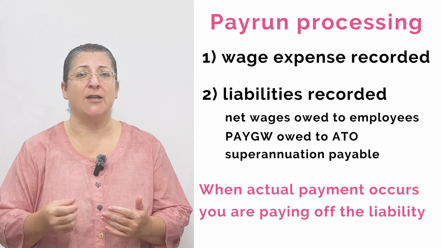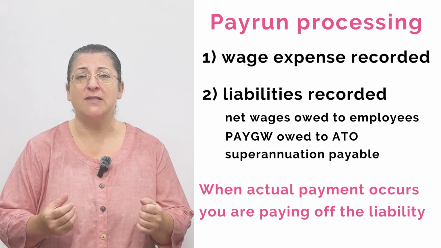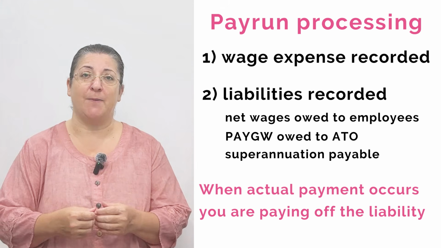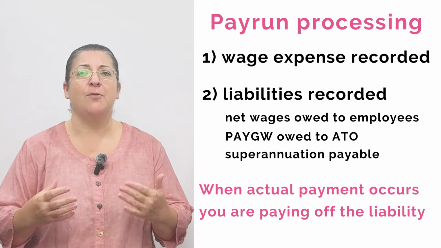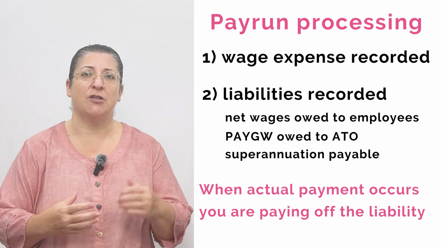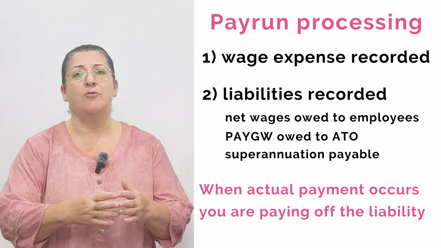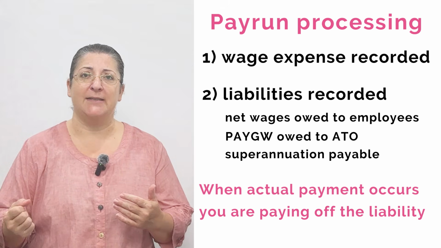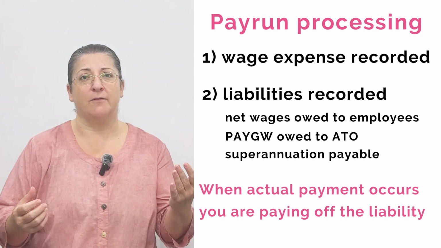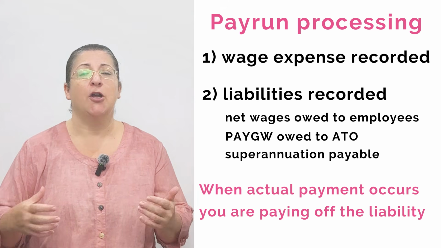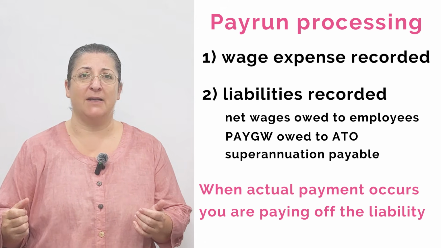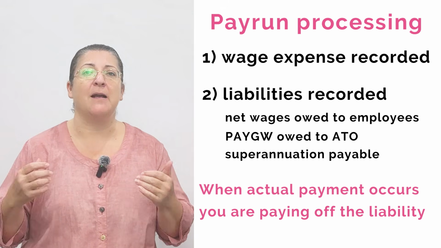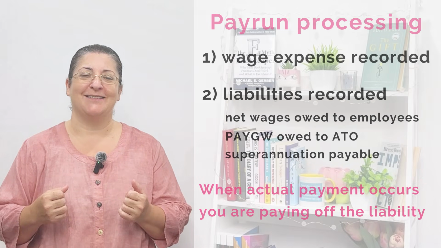That's how duplicate wage lines appear in the profit and loss, and liabilities remain recorded in the balance sheet despite payment. So if you remember nothing else from this section, remember this. When you run the pay run, you create the expense and the liability. When you make the payment of the wages, tax, and super, you are paying off that liability. If you understand that, payroll suddenly becomes much less confusing.